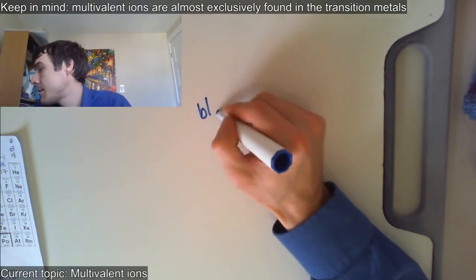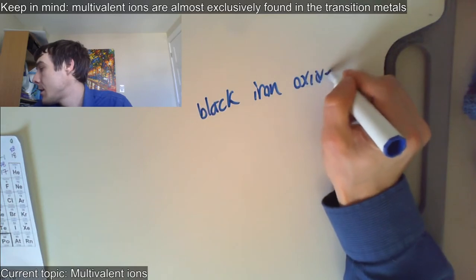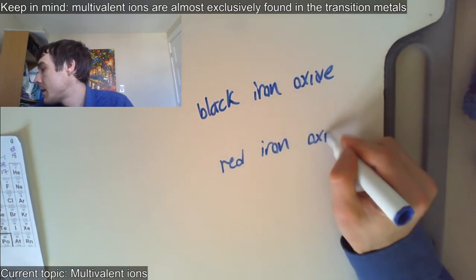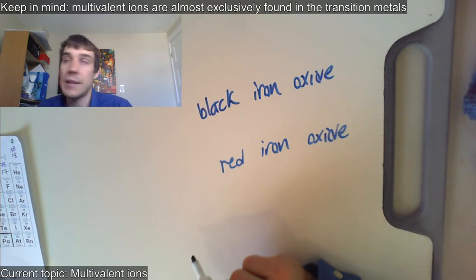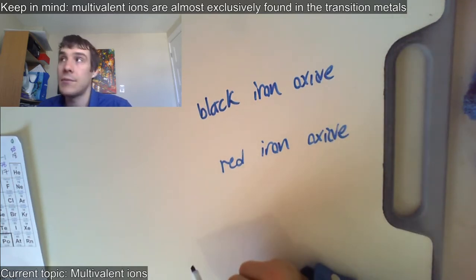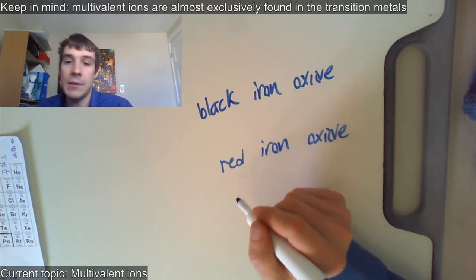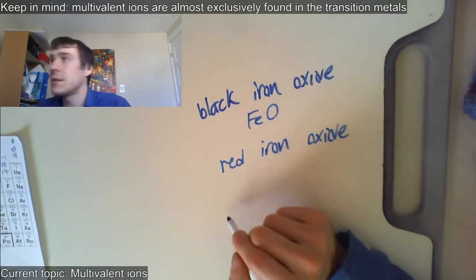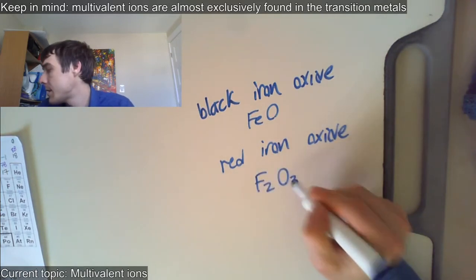So a classic example is black iron oxide versus red iron oxide. And the names come from their colors. Black iron oxide is a black powder, red iron oxide is a red powder. When you do chemical tests on it, black iron oxide turns out to have 1 iron for every oxygen, and red iron oxide turns out to have 2 irons for every oxygen.